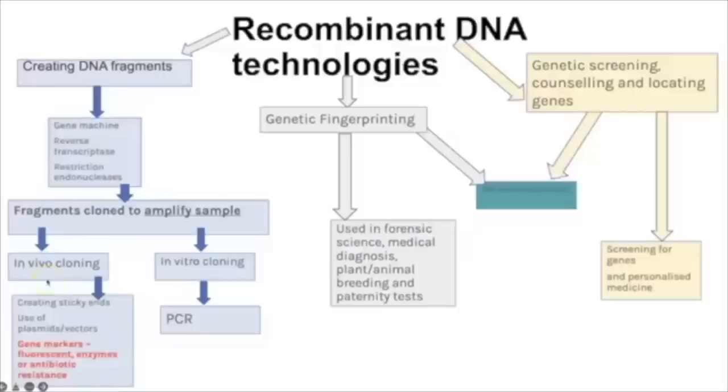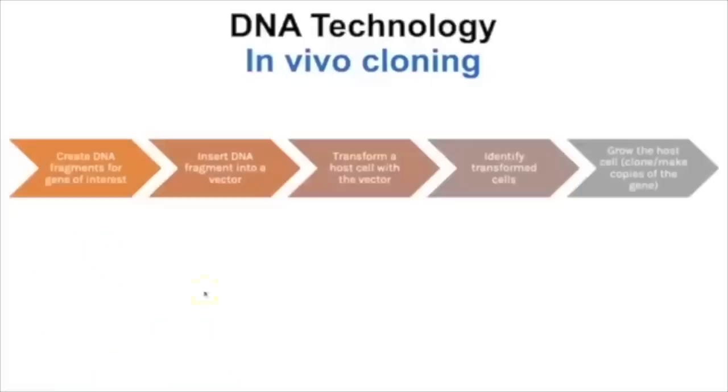Now the final thing, in this in vivo process, is how you can actually check to make sure that the plasmid definitely took up the DNA fragment, and how you can check that the host cell definitely took up that plasmid. And that is where these gene markers come in. And that's what we're going to look at next. How you can identify whether the cells were transformed, meaning they took up the modified plasmid. And then if you do have cells that have, the final step will be growing lots and lots of those transformed cells.